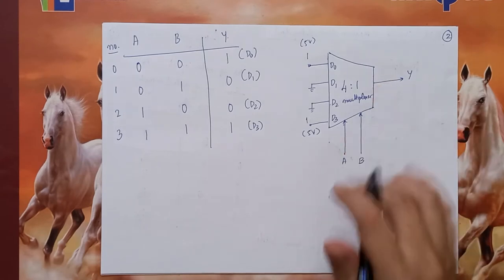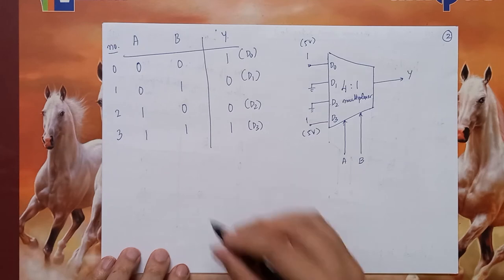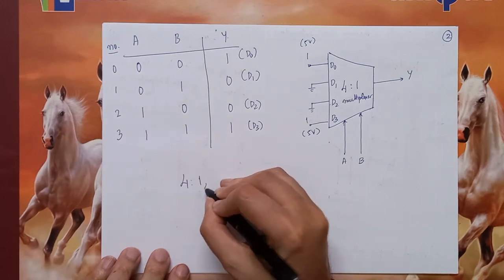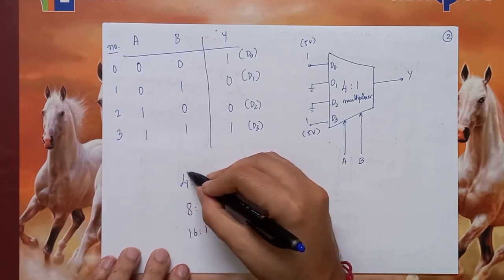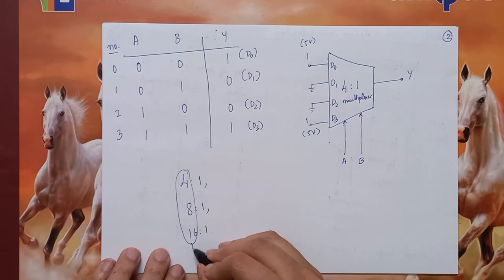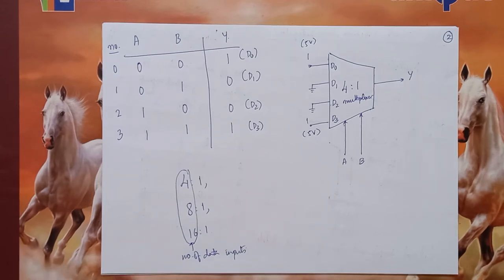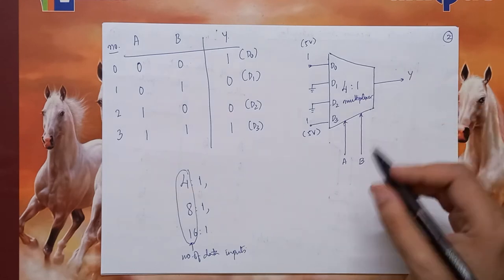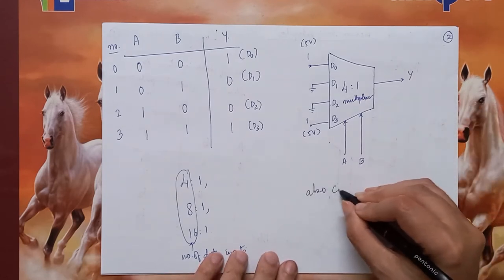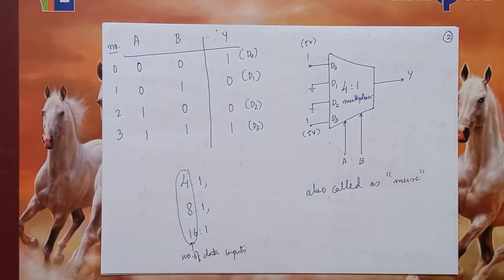So always we say number of data inputs to output. So you can have multiplexers like 4:1, 8:1, 16:1 and so on, because the number of data inputs is a power of 2. You can have these kinds of multiplexers. Now, in short, a multiplexer is also called a MUX.